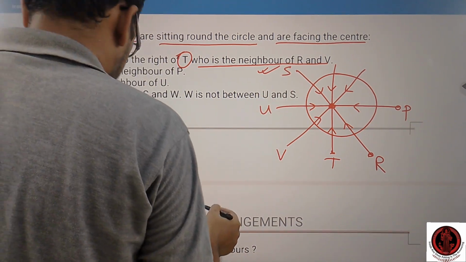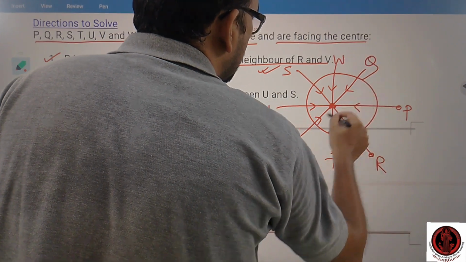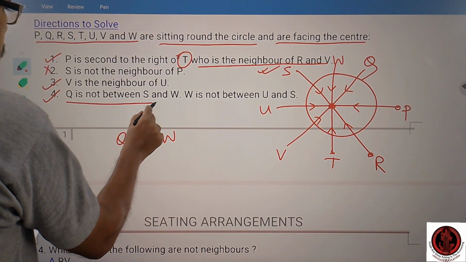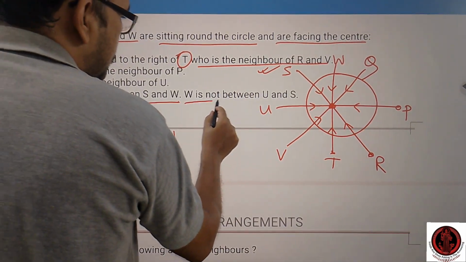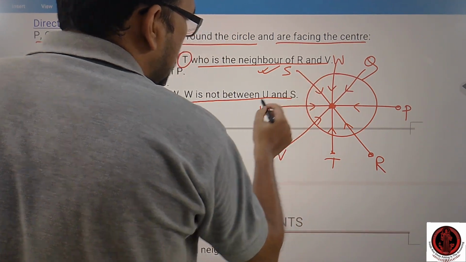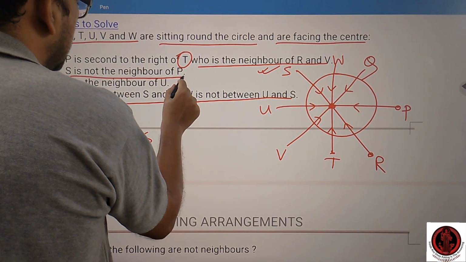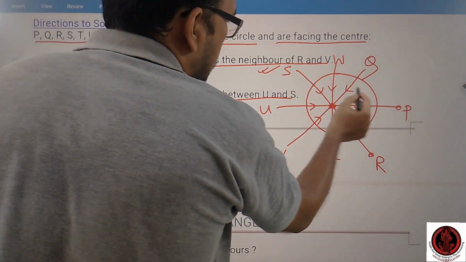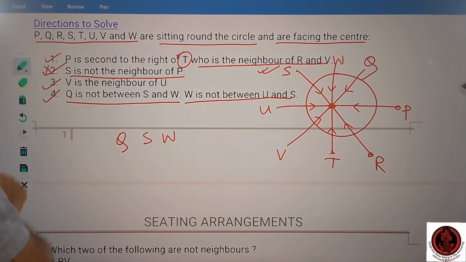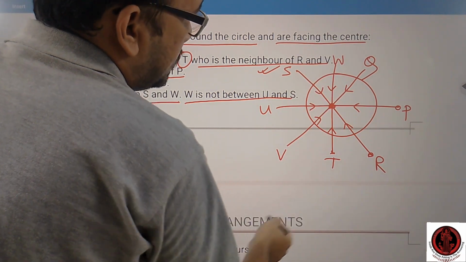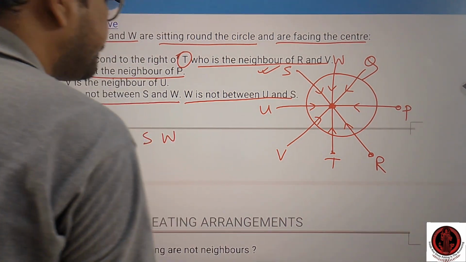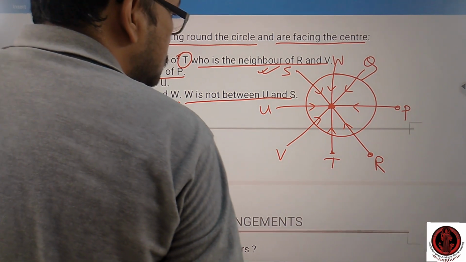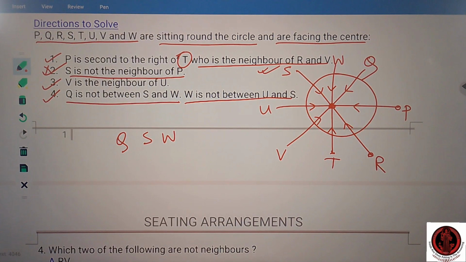So if this is S, this is W, this is Q, then Q is not between S and W, that is okay. W is not between U and S, and also S is not the neighbor of P. So all the statements follow if this is the diagram. So this is the final diagram. Now based on this diagram, you have to answer the questions.